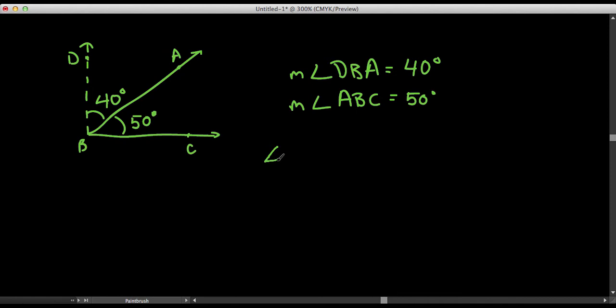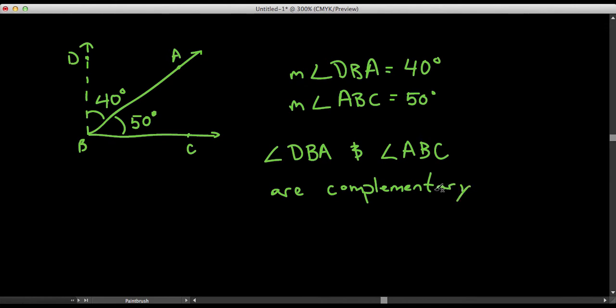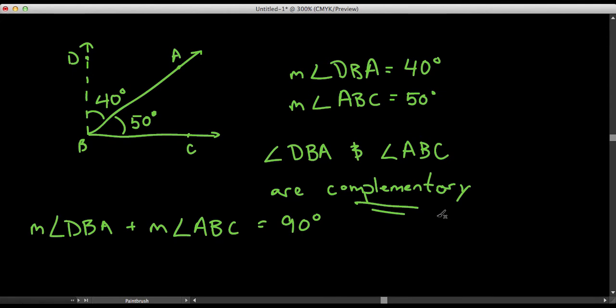So angle DBA and angle ABC are complementary. So maybe you have already guessed what this indicates, but that indicates that the two angles, when summed, are 90 degrees. So the measure of angle DBA plus the measure of angle ABC is equal to 90 degrees. So this means that they are complementary.